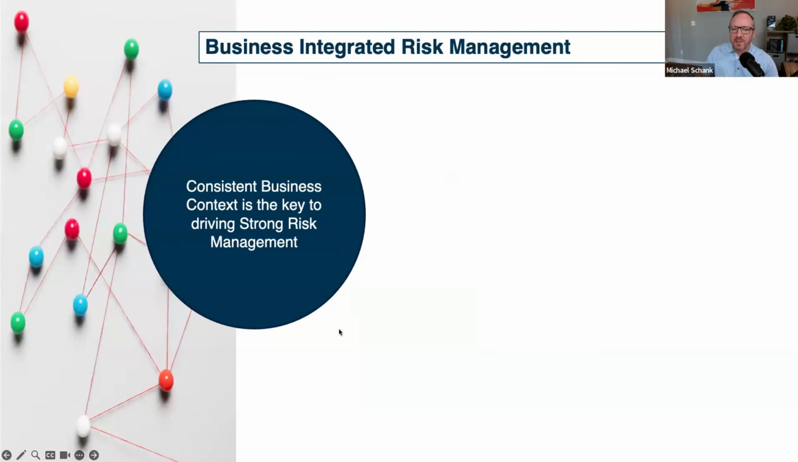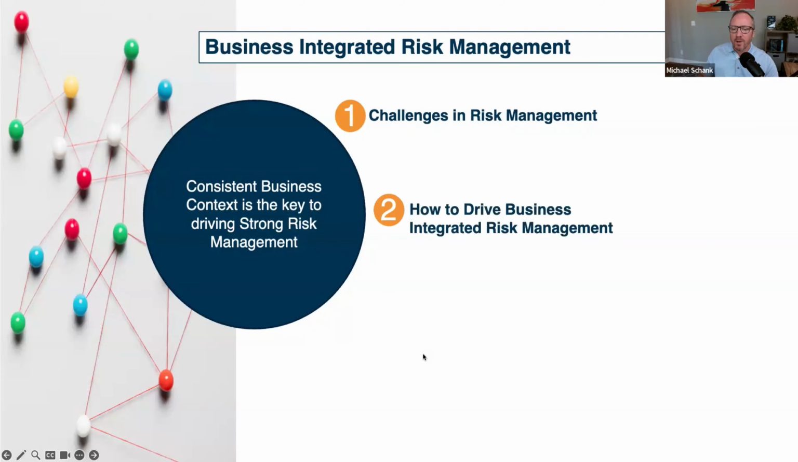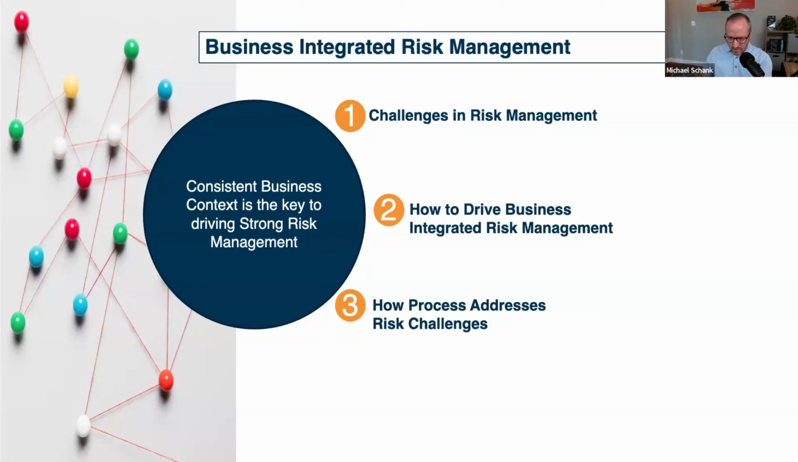So there's kind of three sections that I'll go through. One is just a couple quick slides to talk through what are the challenges in risk management that organizations face when they're executing a risk management program. Two, how to drive a business integrated risk management program. And then three, how process, and probably a little bit of a jump here, but business context, to me, process is the solution to getting to that business context. So how does process address risk challenges?